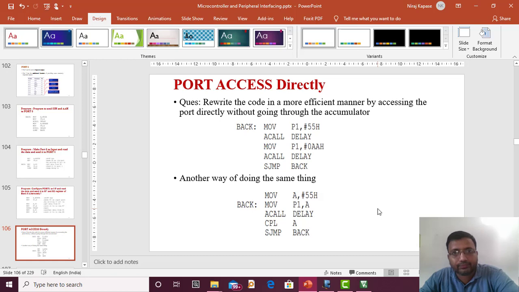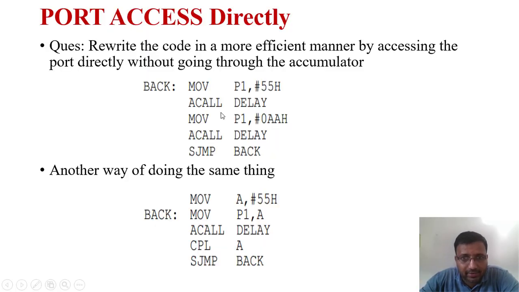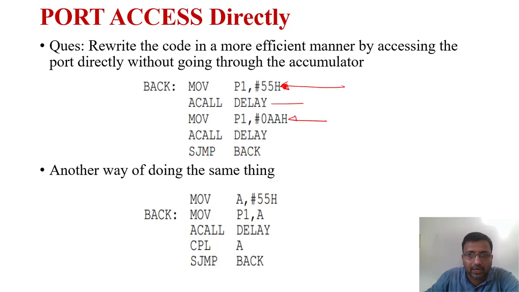Okay, so rewrite the code. Here it is. Port access directly. So we can access the port directly. Rewrite the code in a more efficient manner by accessing the port directly instead of using the accumulator. What we have done here is we can read the port directly. We can send the data to the port, like 55 will be loaded into port 1, call delay. Again A will be loaded into port 1 and again call delay.